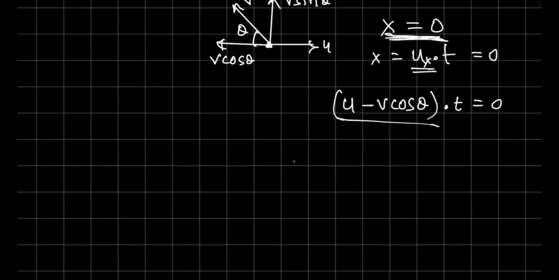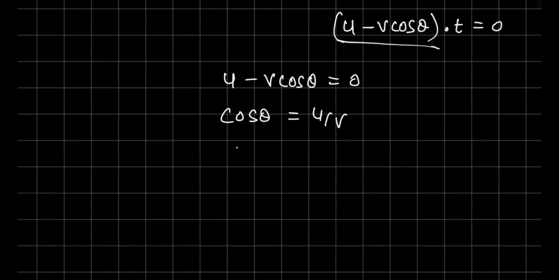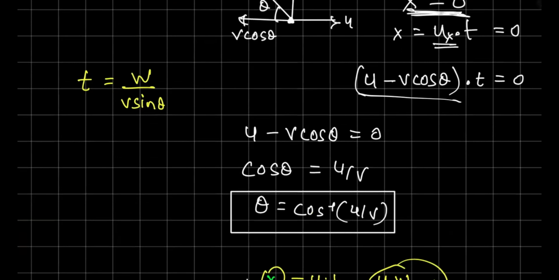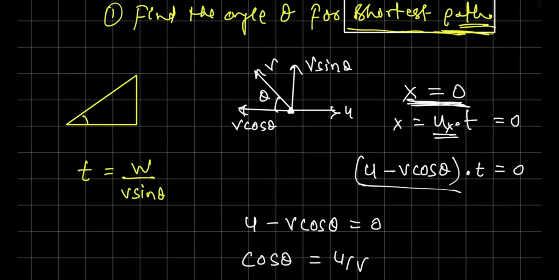So from here, I can say u minus v cos theta equal to 0, or I can say cos theta is equal to u by v, or I can simply say theta is equal to cos inverse of u by v. What is the time that will be taken to cross the river? W by v sin theta only. We already know this diagram. Let me make it. This is your theta.